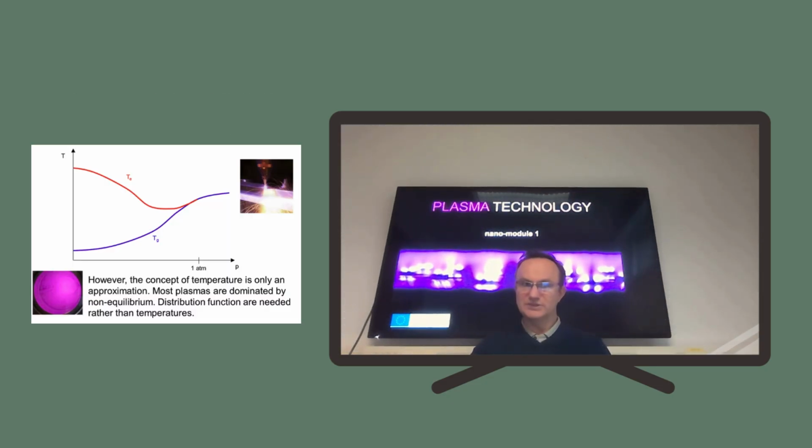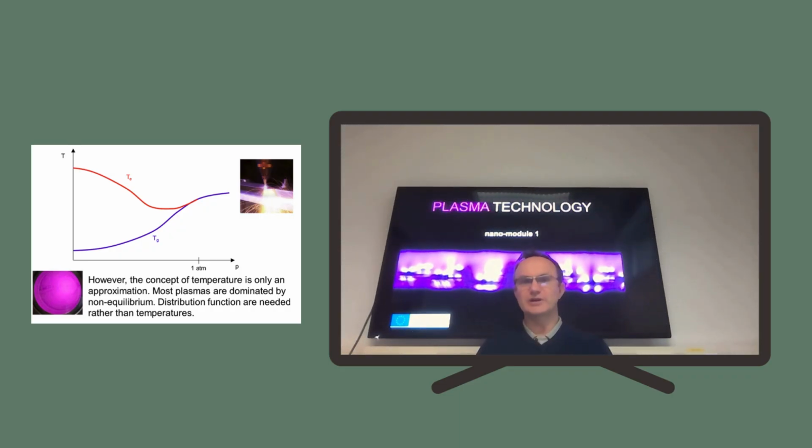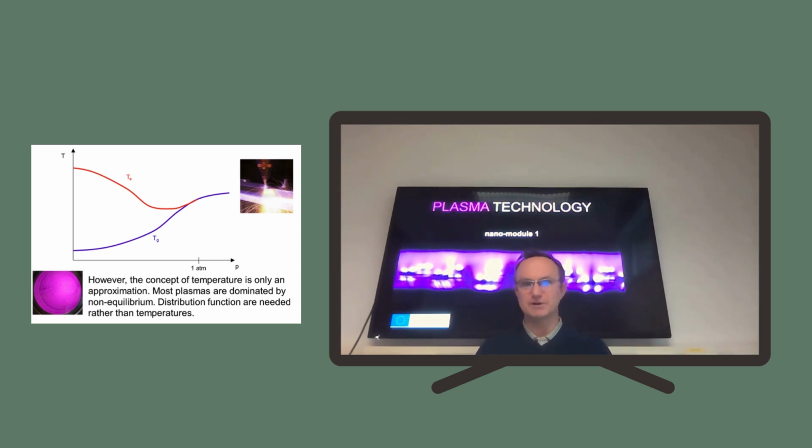But even more than that, what is also important is that depending on the number of collisions between the particles, we can have two situations. We can have a situation when collision frequency is very high, and so particles will interchange the energy between them, and because of this, they will be thermalized. So all the particles will have the same temperature.